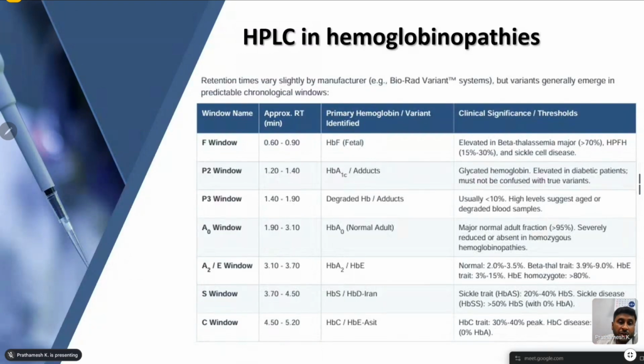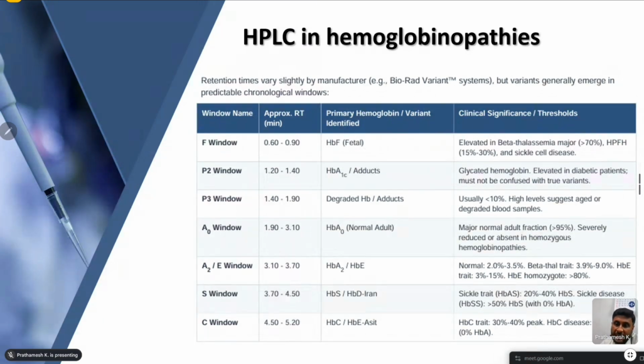ठीक है. A2E window, a very interesting and a very confusing window. कॉमन जगह पे एल्यूट होता है, आगे जब मैं क्रोमेटोग्राम दिखाऊंगा तो आपको थोड़ा समझ में आ जाएगा. So normally it is 2 to 3.5%. Beta thalassemia trait is caught in this particular condition. So if A2 is 3.9 to 9%, usually goes in favor of beta thalassemia trait. HbE trait थोड़ा higher side में 3% to 15%, and homozygous is more than 80%.